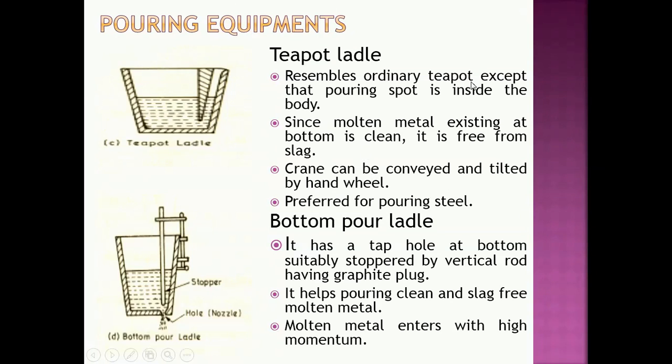It resembles an ordinary teapot except that the pouring spout is inside the body. In the case of an actual teapot, the pouring spout is at the top, but in the case of this teapot ladle, the pouring spout is inside the body. In this figure, only this small opening through which metal enters, and the remaining part is closed. Since molten metal existing at the bottom is clean, it is free from slag. This ladle is conveyed by crane and tilted by hand wheel and prepared for pouring of the steel.